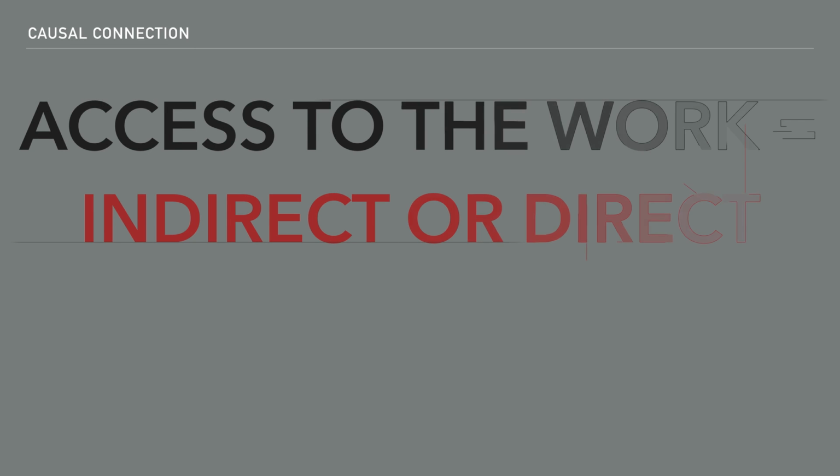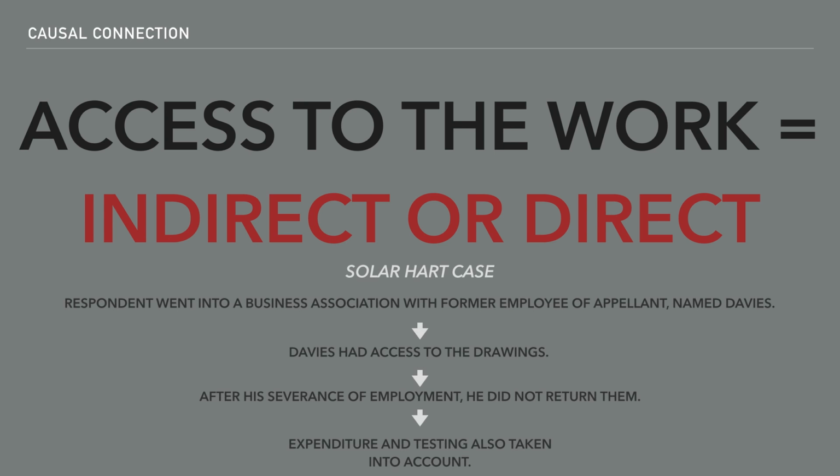Causal connection may be indirect. However, it is a general requirement that the plaintiff show that the defendant had access to the plaintiff's work. For example, in the Solar Hart case, the respondent was in a business association with a former employee of the appellant named Davies. Davies had access to the drawings, and after his severance of employment, did not return them.